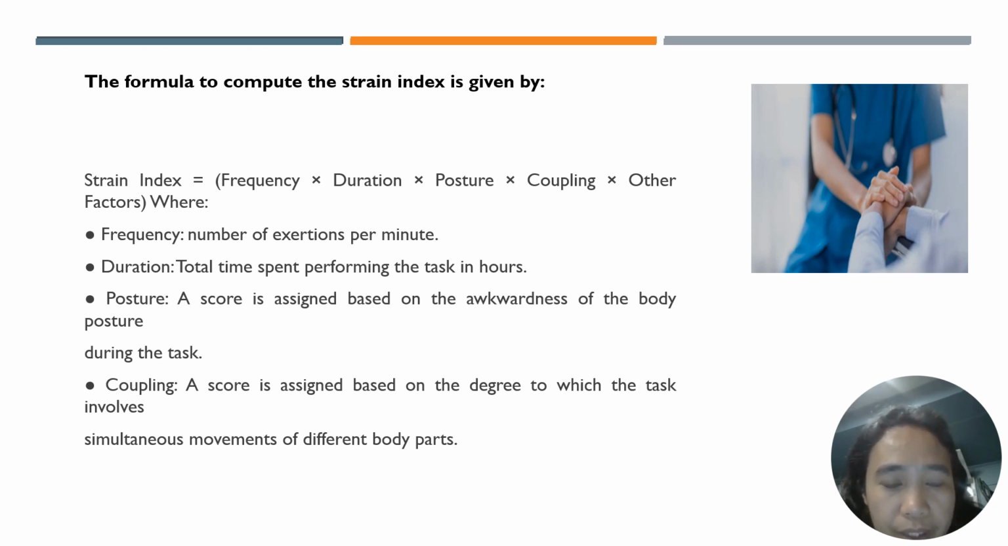Each component is assigned a score based on predetermined criteria, and the scores are then multiplied together to obtain the final strain index score. This score is used to categorize the ergonomic risk level associated with a task, with higher scores indicating a greater risk of musculoskeletal injury.